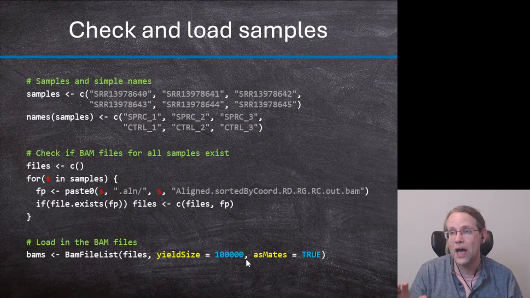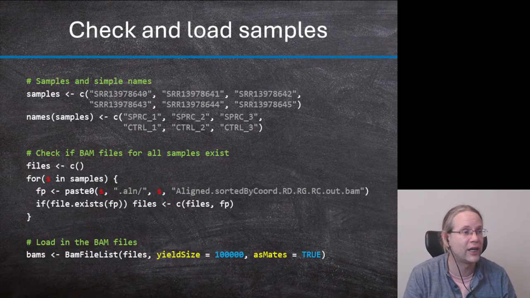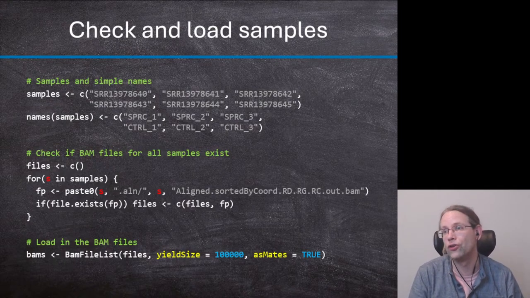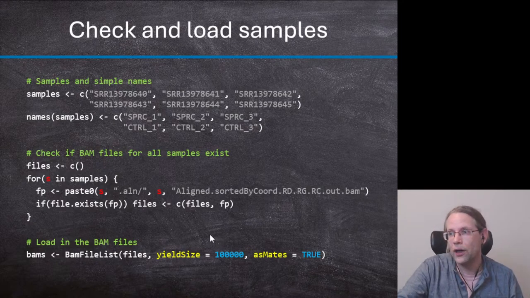So then it doesn't matter. It will just go a little bit slower, but it will use less memory. So if you have a massive computer with 200 gigs of RAM, then of course you can modify all the yield sizes accordingly. All right, so let's go to R and do this.